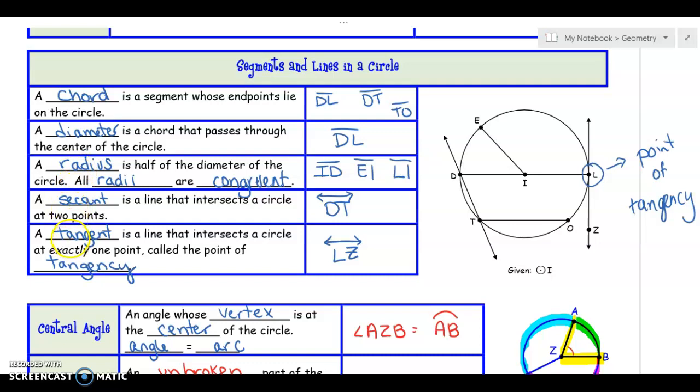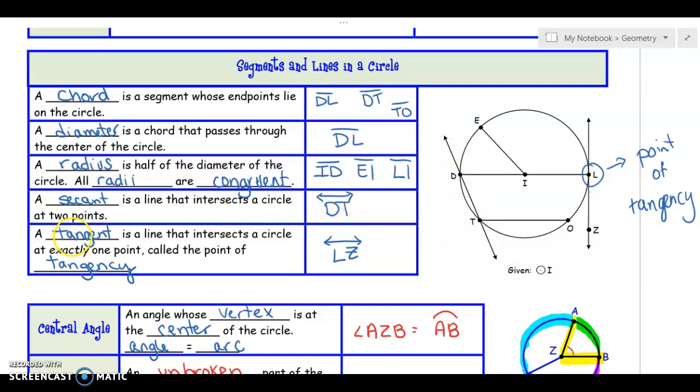A secant and a tangent, those remember were lines, so they're going to have arrows on the ends. A secant is a line that crosses a circle in two places. So this line here, you'll notice, crosses the circle in two places, D and T. So this is a secant line. It's called line DT or TD. Either order is fine. And notice we use the line symbol.